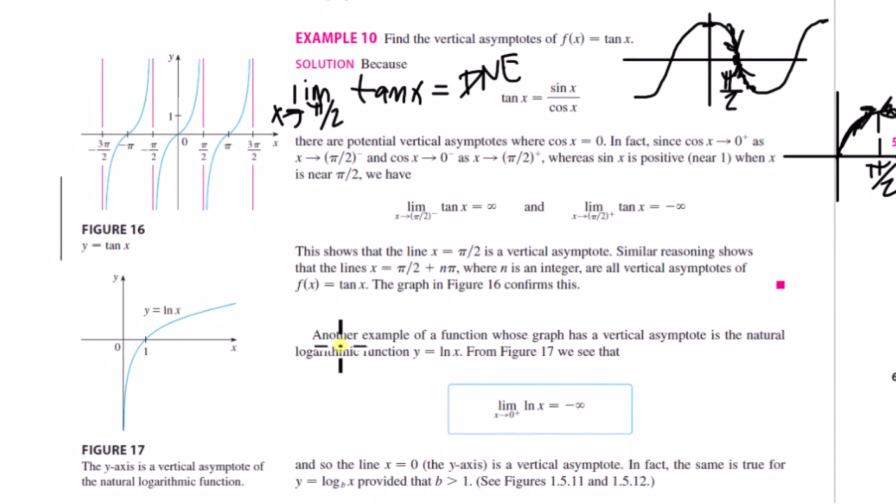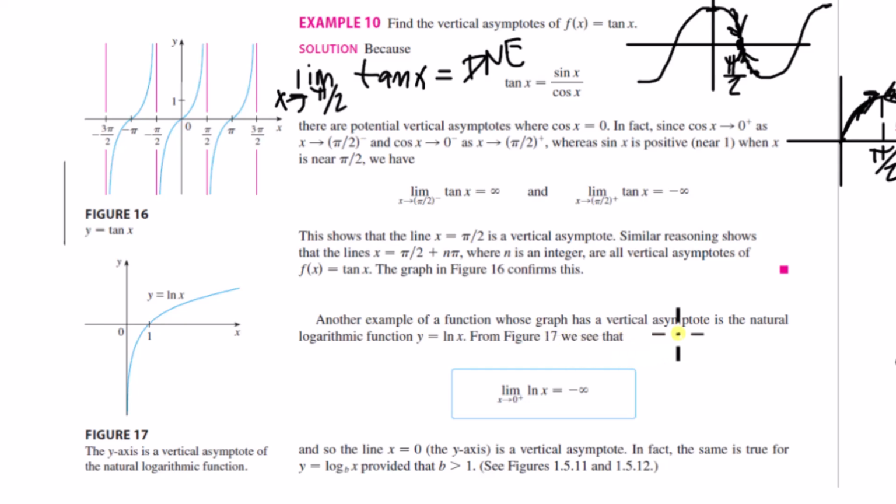Okay. Another example of a function whose graph has a vertical asymptote is the natural logarithmic function. So we can see that you could state that the limit as x approaches 0 from the right, but not in general, because the function doesn't even exist over here, of natural log of x is negative infinity. And you could also state, we haven't gotten to limits at infinity yet, but you could also state that the limit as x approaches infinity of natural log of x is equal to infinity.